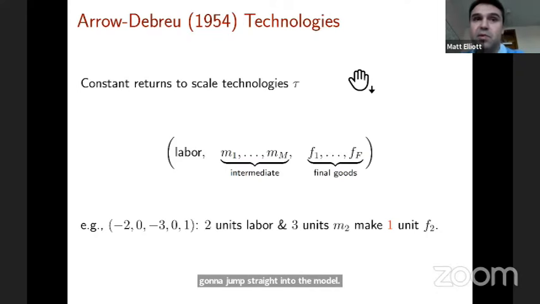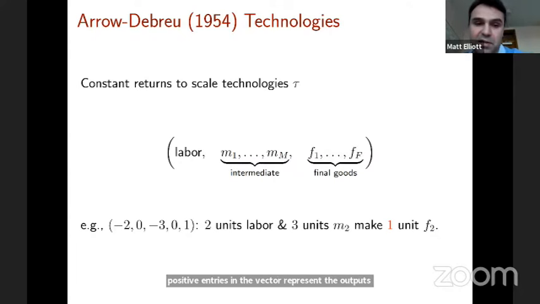Okay, so the starting point for this model is activity analysis technologies. This is probably familiar to many of you, but let me go over it quickly in case not. The way these technologies work is they're constant returns to scale technologies, and they're described by a vector. The negative entries in the vector represent the number of units of inputs that are needed, and the positive entries in the vector represent the outputs that are produced.